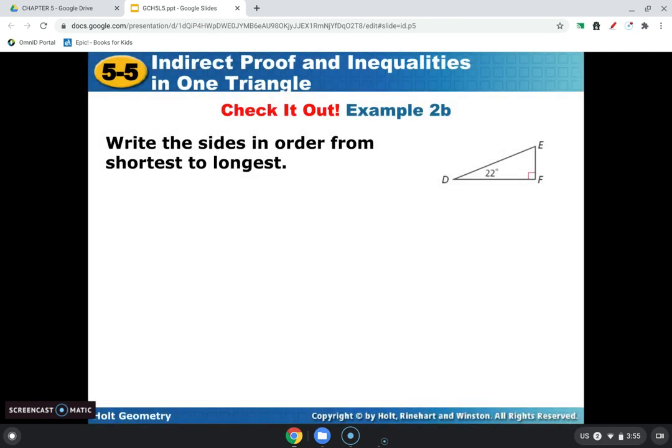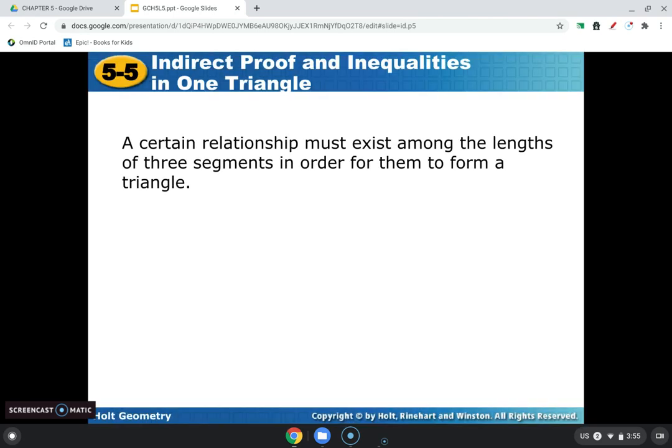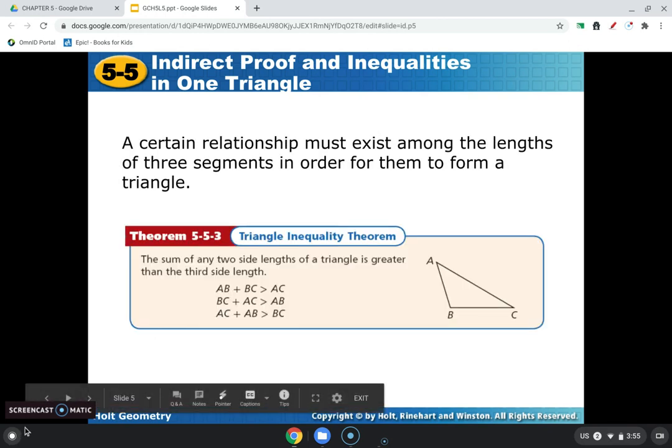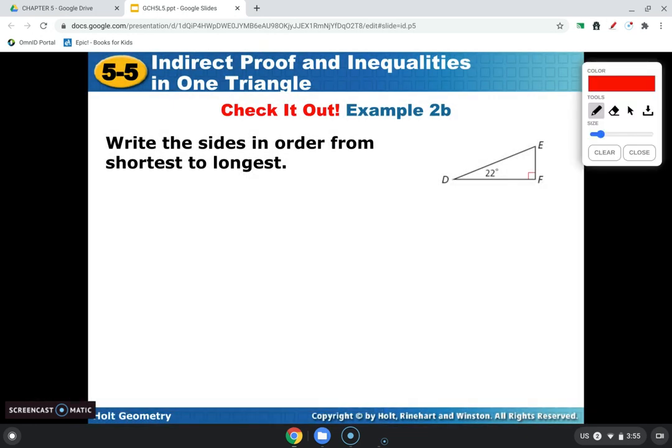Write the sides in order from shortest to longest. Well, if this is 22 and that's 90, this has to be what, 68? So the shortest side would be across from 22, which is EF. Middle side would be DF. Longest side would be the hypotenuse, across from 90, which would be DE.